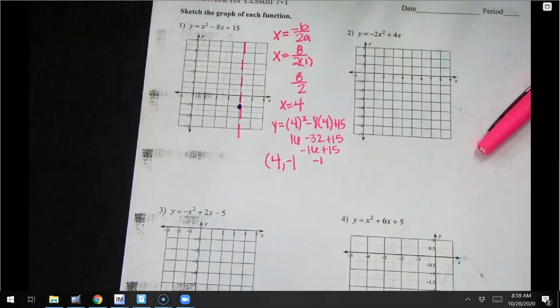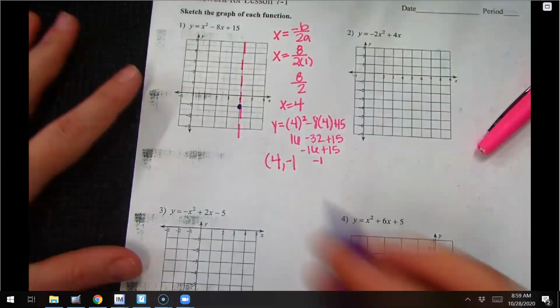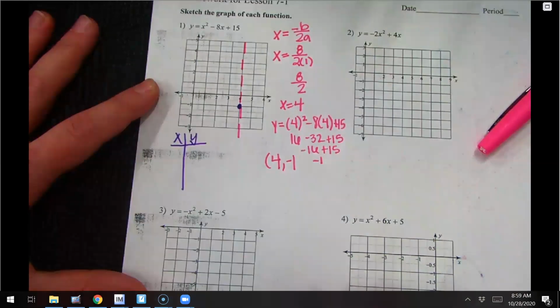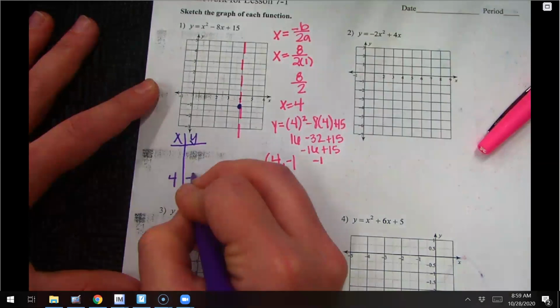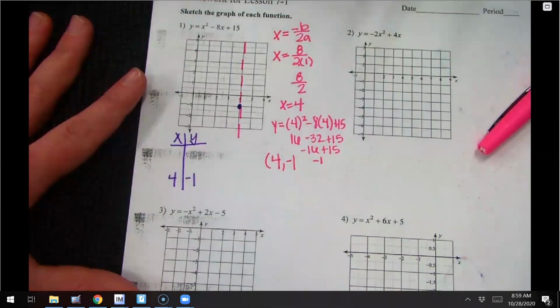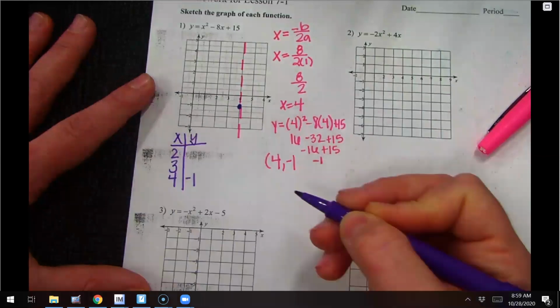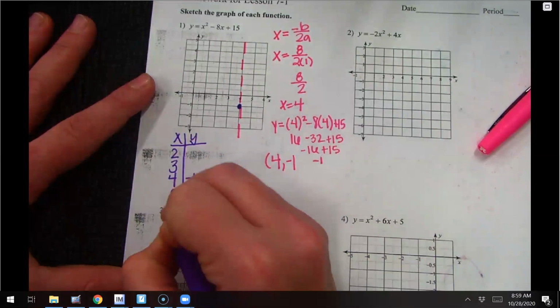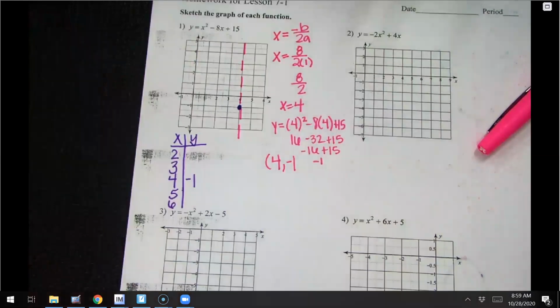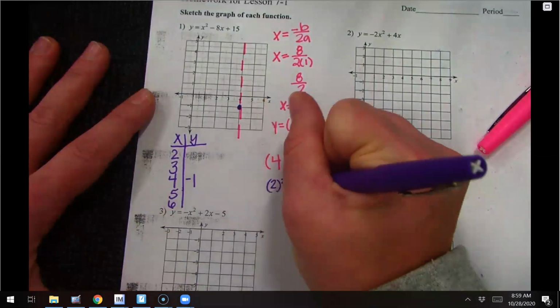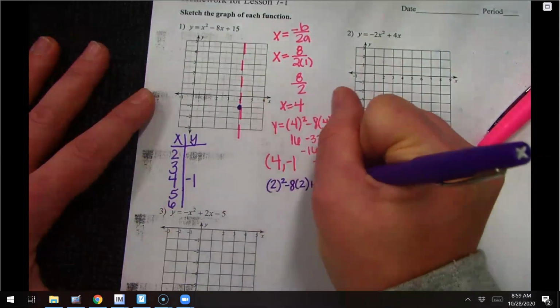Once you find the vertex, then you are going to set up a table. Your vertex, positive 4, negative 1, is in the center, and then it's a number line around that. So I've got less than would be 2, 3, 4, 5, and 6. To get those values, you plug them in. So I'm going to take that 2 and plug it in. That's going to be 2 squared minus 8 times 2 plus 15. I'm plugging into the original equation up here.